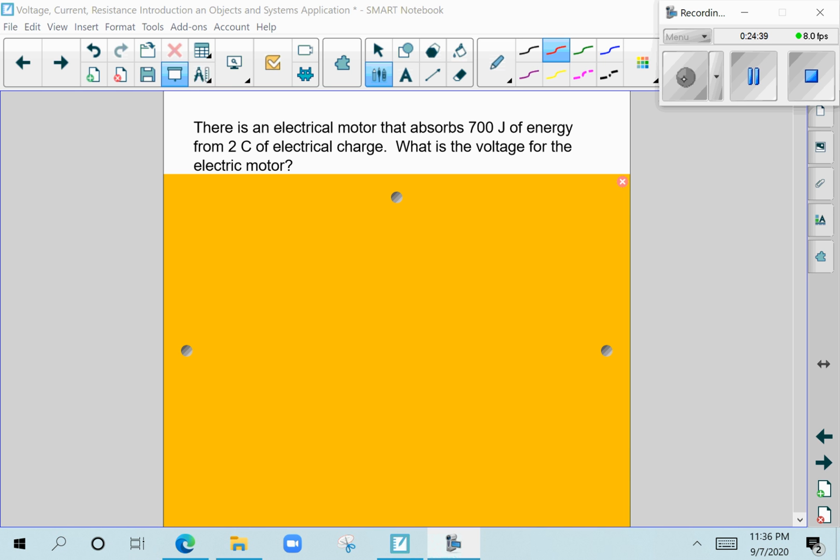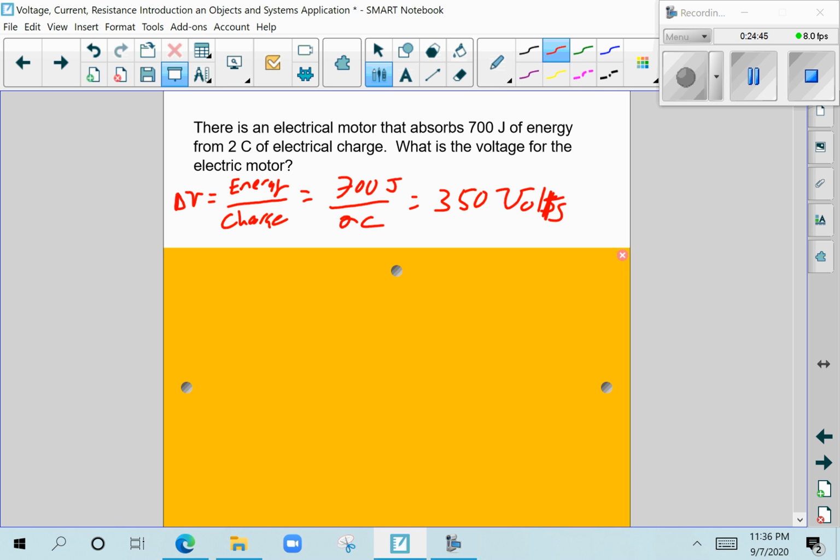Okay, so I'm going to show the answer in 3, 2, 1. Since voltage is the energy I receive per charge, 700 joules in 2 coulombs is 350 joules per coulomb, or 350 volts for short.